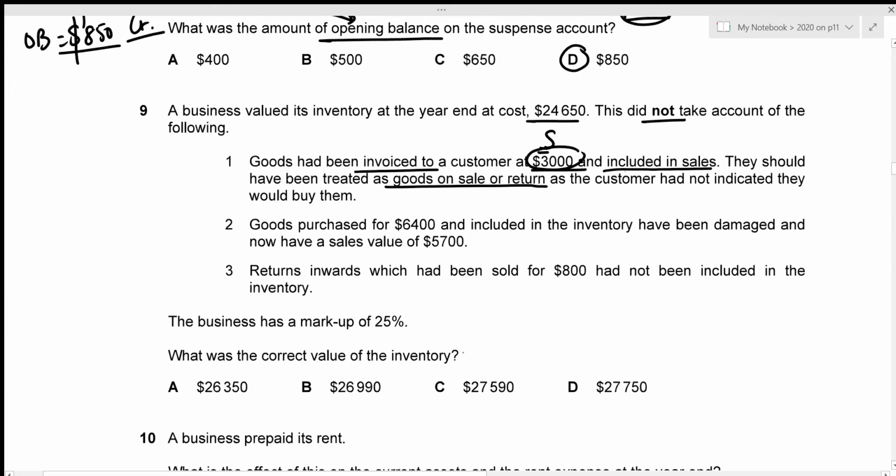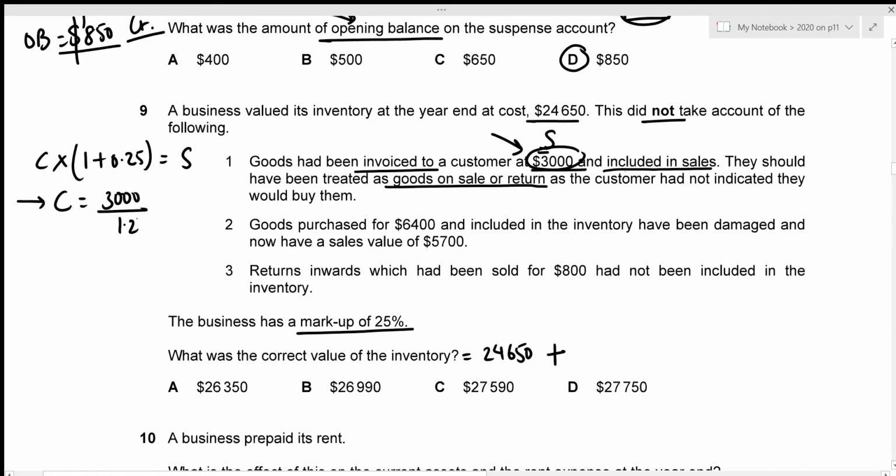So let's start with the given inventory value of 24,650. Now we need to add its corresponding cost value, and we are given that the business has a markup of 25%, which just means that cost is increased by 25%. That's 1 plus 0.25 in order to get the sales value. And we already have the sales value to be 3,000, right? So that's cost equals to 3,000 divided by 1.25, which results in the value of 2,400. So we need to record this cost of 2,400 in our inventory as it is sold on a sale or return basis.